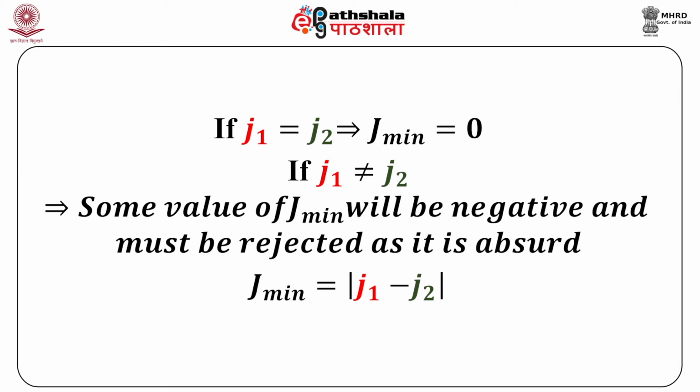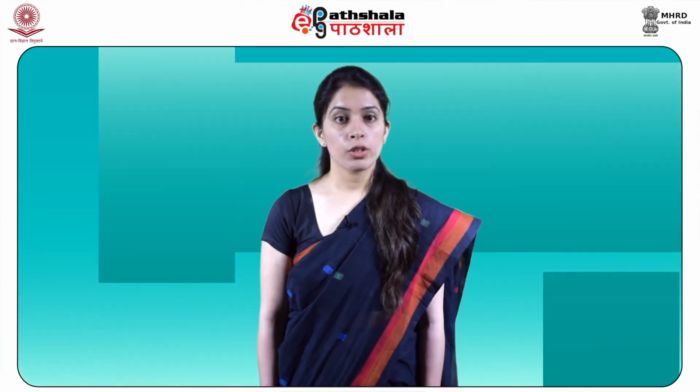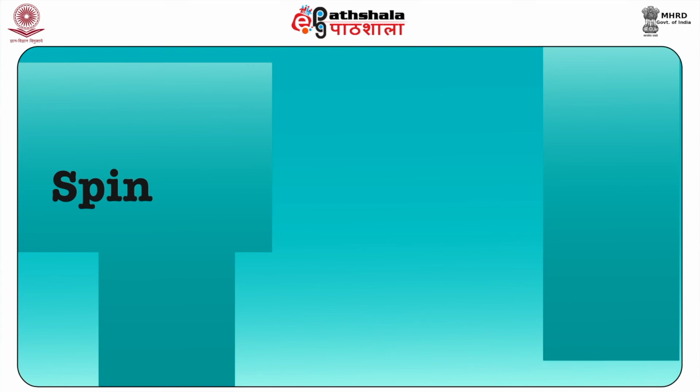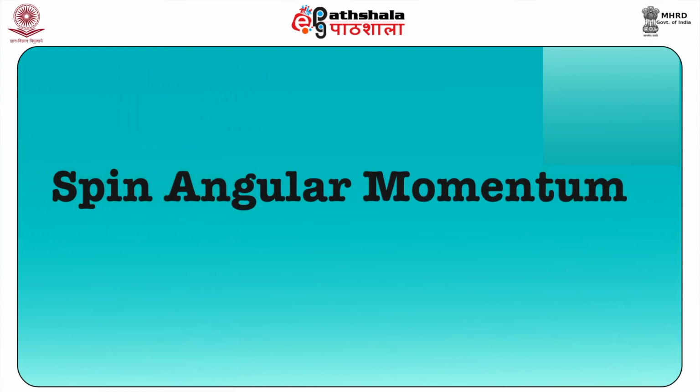However, it is important to note over here that some values of J min will be negative and must be rejected as it is absurd. So J minimum value becomes equal to modulus J1 minus J2. So in all, we conclude that the addition of two angular momenta characterized by the quantum numbers J1 and J2 results in total angular momentum whose quantum number capital J has the possible values. Maximum value is given by J1 plus J2 and the minimum value is given by modulus of J1 minus J2. Now with this, we switch to spin angular momentum.